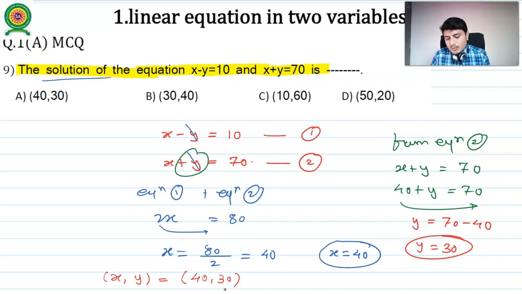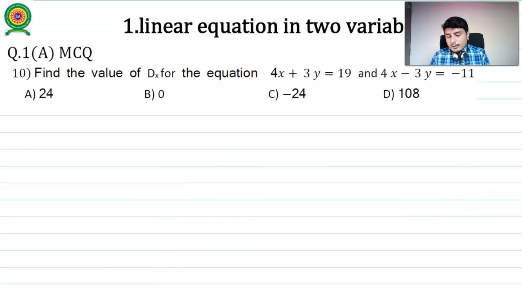Look at the choice code. Choice code A is the correct choice code, (40, 30). The value of x is 40 and y is 30. Look at MCQ number 10.